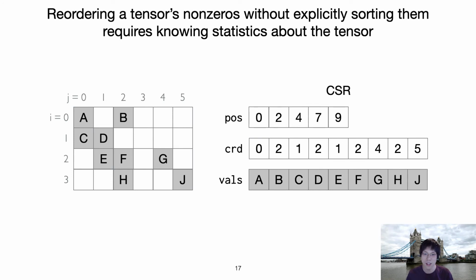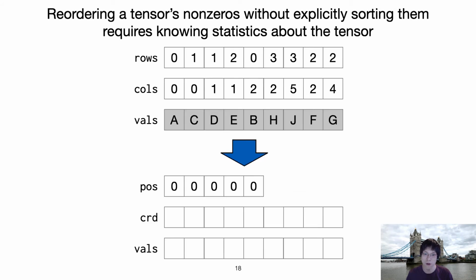By contrast, CSR uses a pos array to segment the nonzeros into contiguous chunks that each correspond to a single row of the matrix. Now, one way to perform the conversion is to simply iterate over the input matrix and one by one insert each nonzero into the result. We can insert a nonzero, say element A, into the result by copying over its column coordinate and value. But then to also keep track of the fact that A belongs in the first row of the matrix, we have to update the pos array accordingly by incrementing every element after the first one.